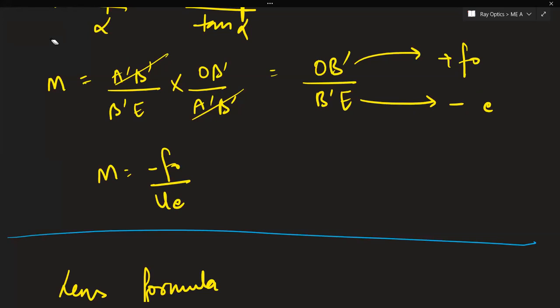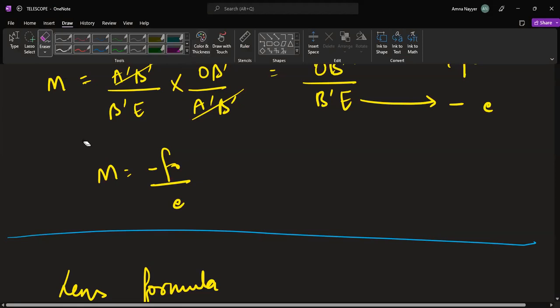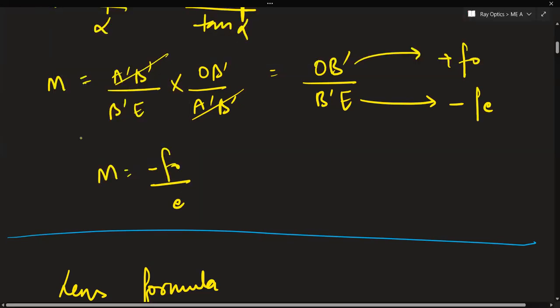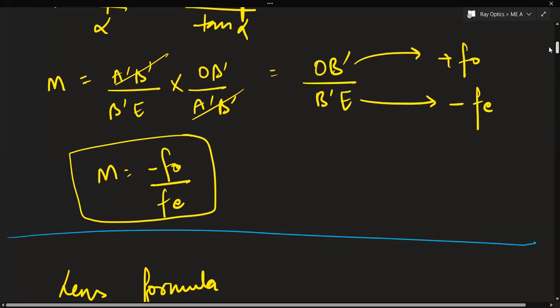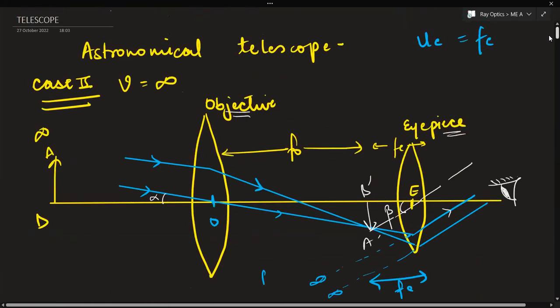And the difference will be that here, the value of V dash E instead of UE, we'll prefer to write as FE. So this will become FE. So magnification will be F naught by FE. This is all about the telescope. Quickly copy it down. Then we have to start with Prism.